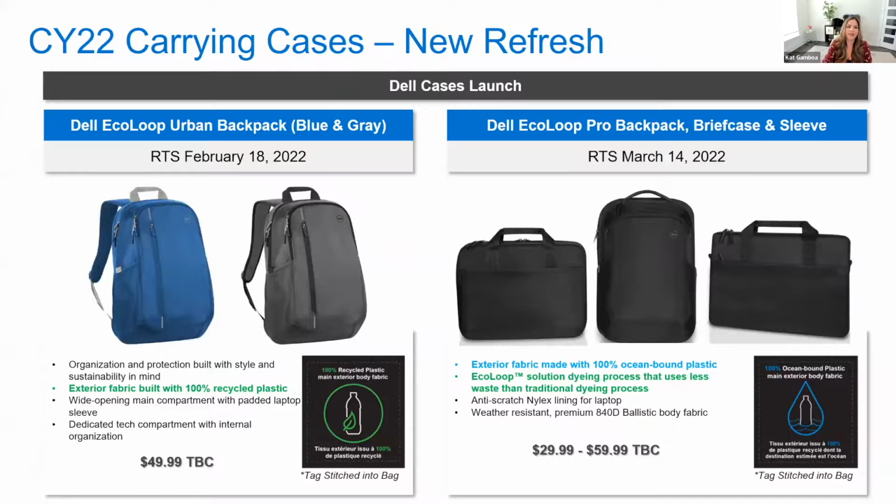Thank you. These are our two new product launches that we had earlier this year. So the Urban Backpack comes in a dark gray and it does come in an ocean blue. It's also behind me. This is what we use the recycled water bottles for.